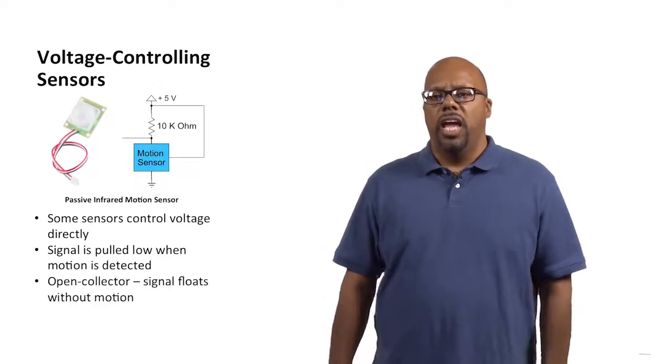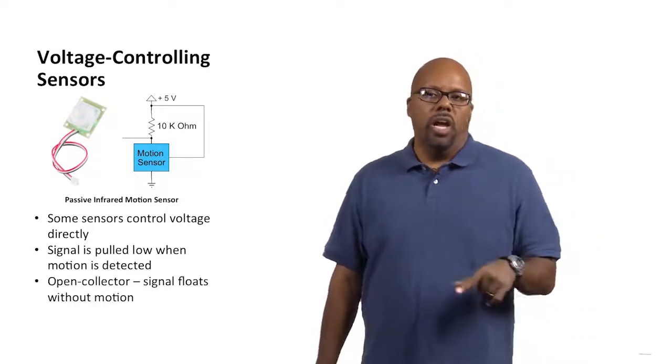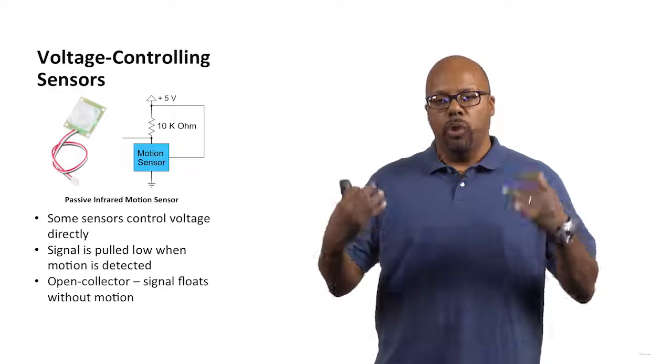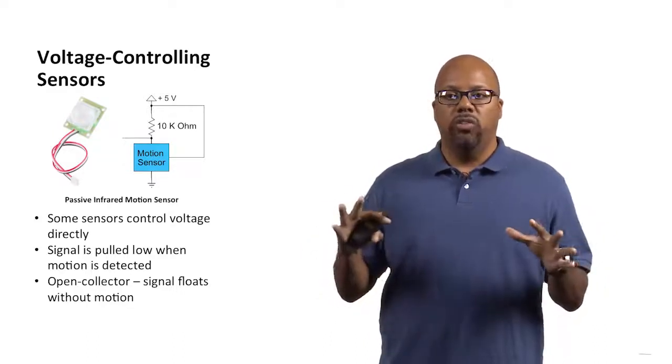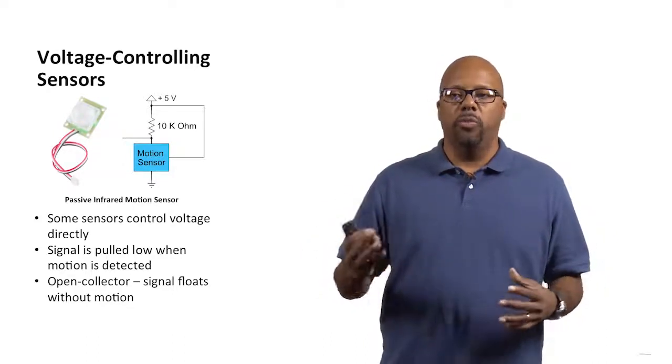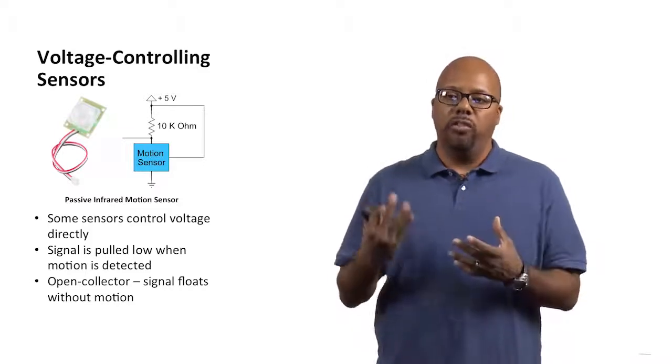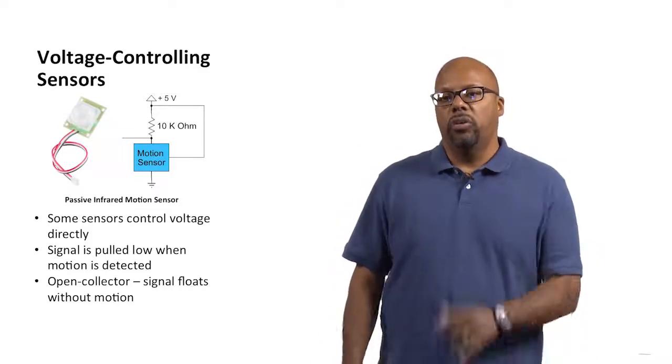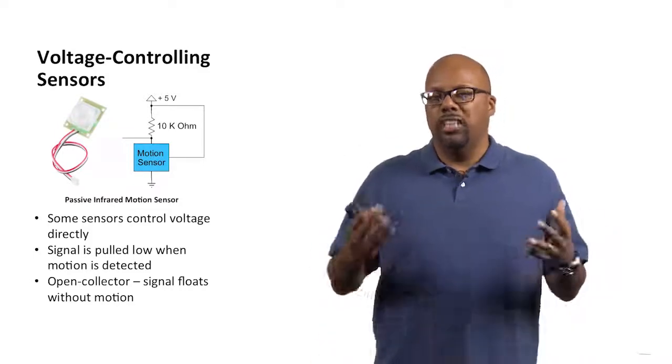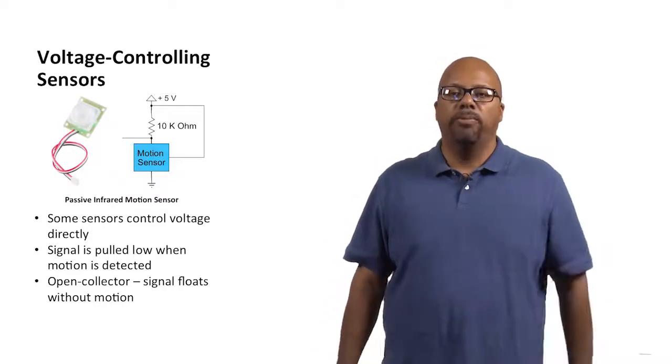There are several. It's called open collector. So when you have a pin like that, where you pull low and it floats when there's no motion, they call it open collector. So we have to pull it high. It needs this pull-up resistor so that when there's no motion, it goes to high. It has a known value.